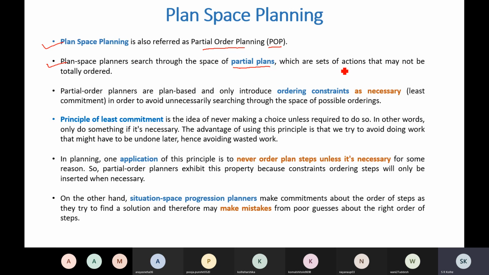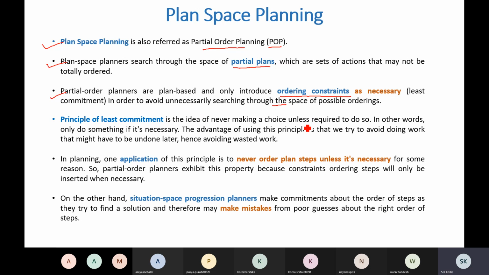Now, what are partial plans? They are sets of actions that may not be totally ordered. That means they may not be in a specific rigid sequence. Here, planners are plan based and introduce ordering constraints, that is, how those steps should be ordered. We have ordering constraints as necessary whenever required, in order to avoid unnecessary searching through the space of possible orderings.